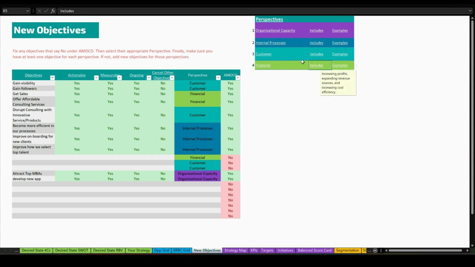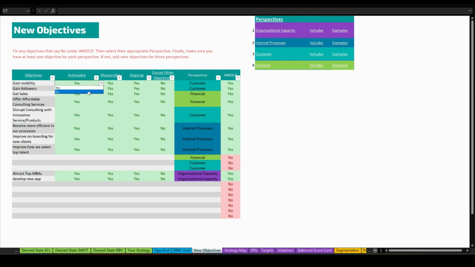Start by listing any objectives you want to accomplish and select their corresponding perspective. After you are done listing them and categorizing them, you can evaluate them using our Imago framework. Evaluate them by answering if they are actionable, measurable, ongoing, and cancel other objectives.